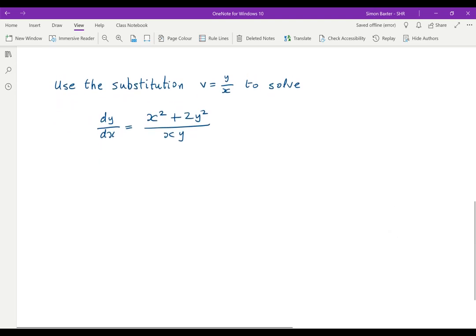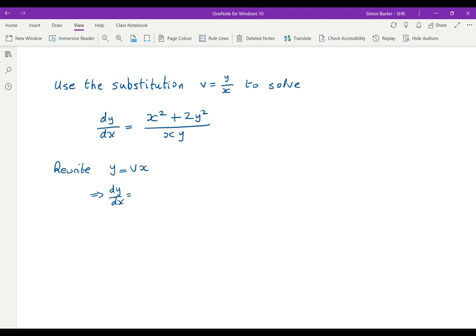Use the substitution v equals y over x to solve this equation. dy by dx is x squared plus 2y squared divided by xy. Well, they would normally give you this substitution, v is y over x. I think it's far better to rewrite it as y equals vx. We want dy by dx, so let's find dy by dx.